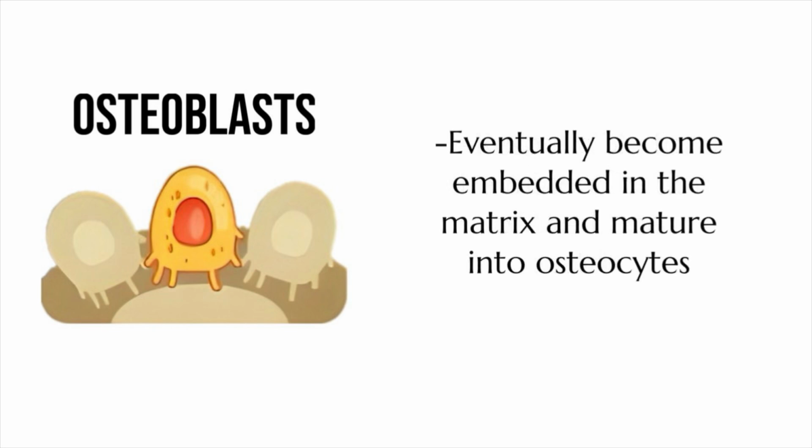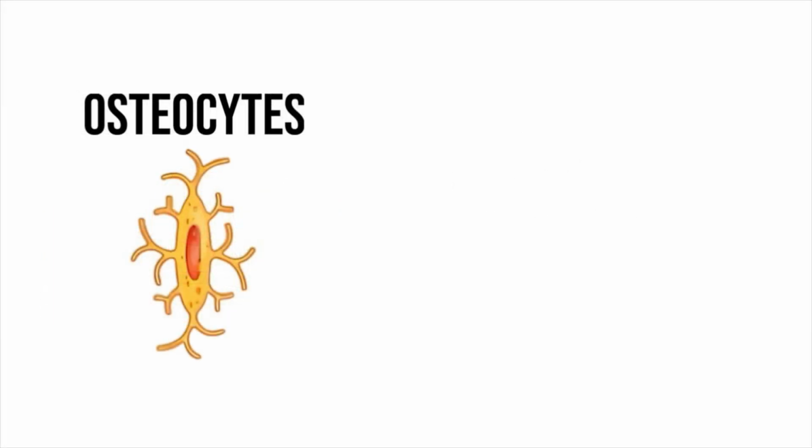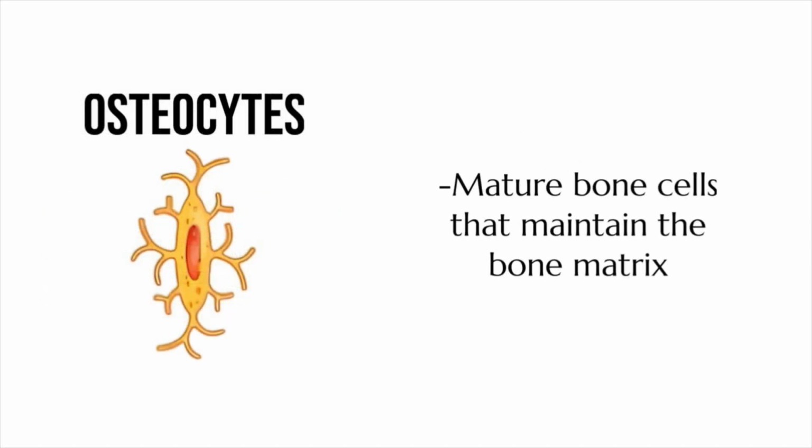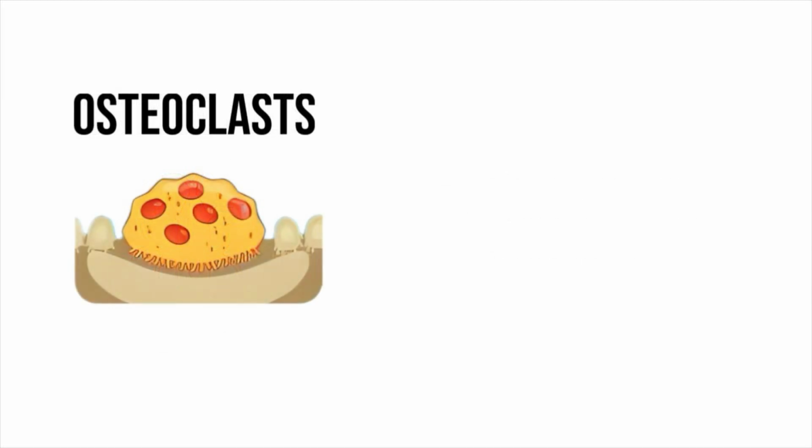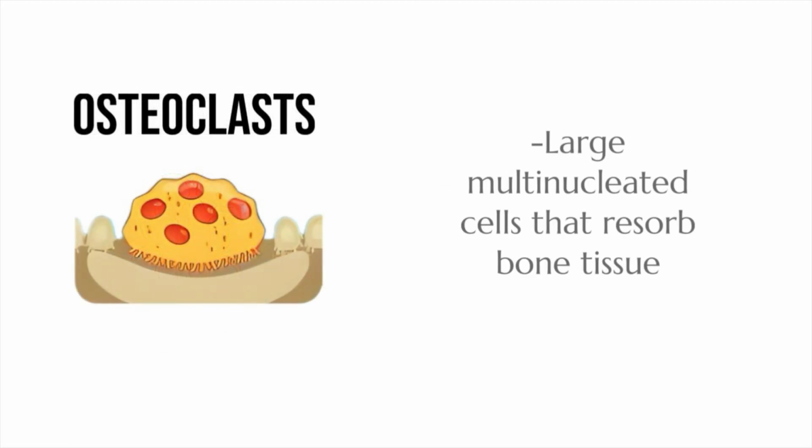Now, these osteoblasts have to mature at one point into osteocytes. Osteocytes are responsible for maintaining the bone matrix. The osteocyte cells further mature into osteoclast cells. These are multinucleated cells that resorb bone tissue.